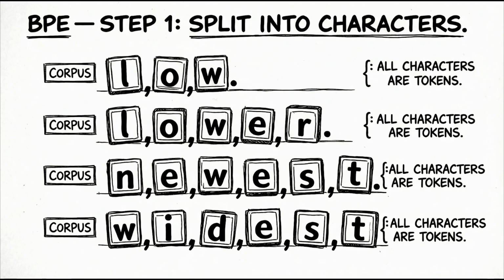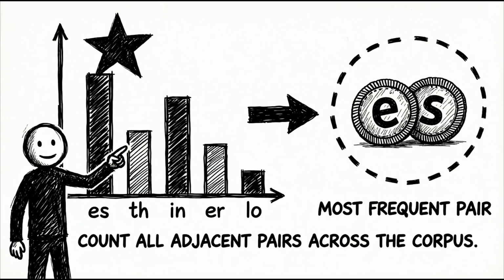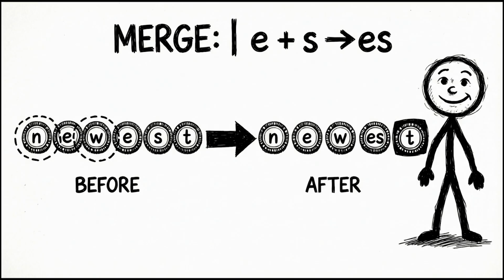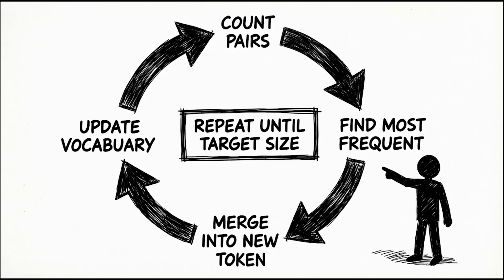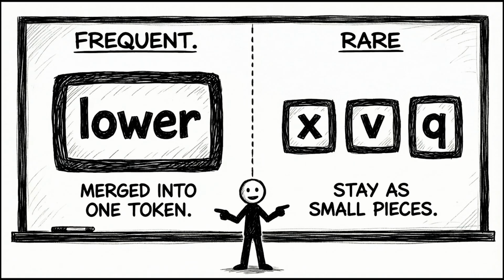Here's how it works. Let's start with a corpus of text and split every word into individual characters. Each character is a token. Now count every adjacent pair of characters across the entire corpus. Suppose the pair character E and character S appears most frequently. Merge it into a single new token. Count again. Now character ES and character T is the most frequent pair. Merge it into EST. Repeat this process. Count the most frequent pair, merge it, update the vocabulary until you reach your target vocabulary size. Words that appear often in training data will gradually merge into single tokens, while rarer combinations stay as smaller pieces. The result is a vocabulary that naturally reflects the statistical structure of the language it was trained on.